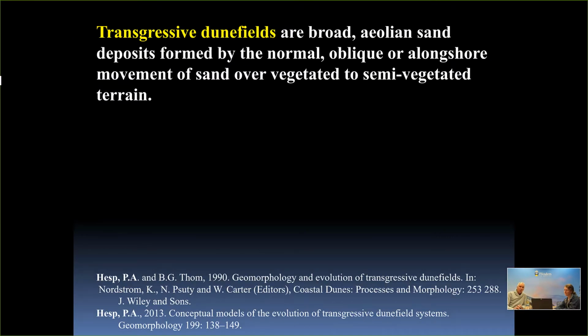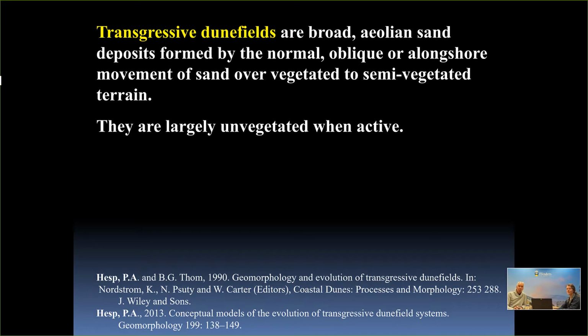So transgressive dunefields are broad aeolian sand deposits formed by the normal, basically onshore, oblique or longshore movement of sand over virtually anything that's standing in their path. They're largely unvegetated when active.